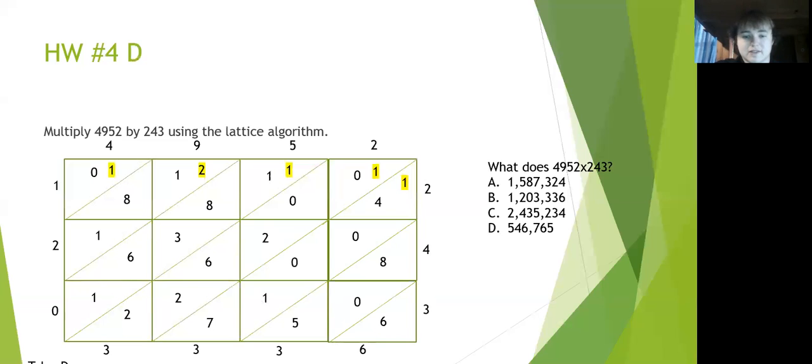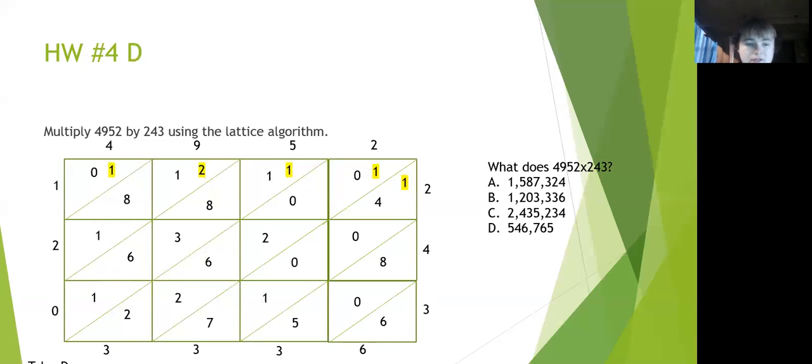We have 6, 13, 13, 13, 20. Wow, that's a big group here. 20. And then we have 12. Bring our 1 down. And let's see. Can you say this number? Do you know what the answer is?